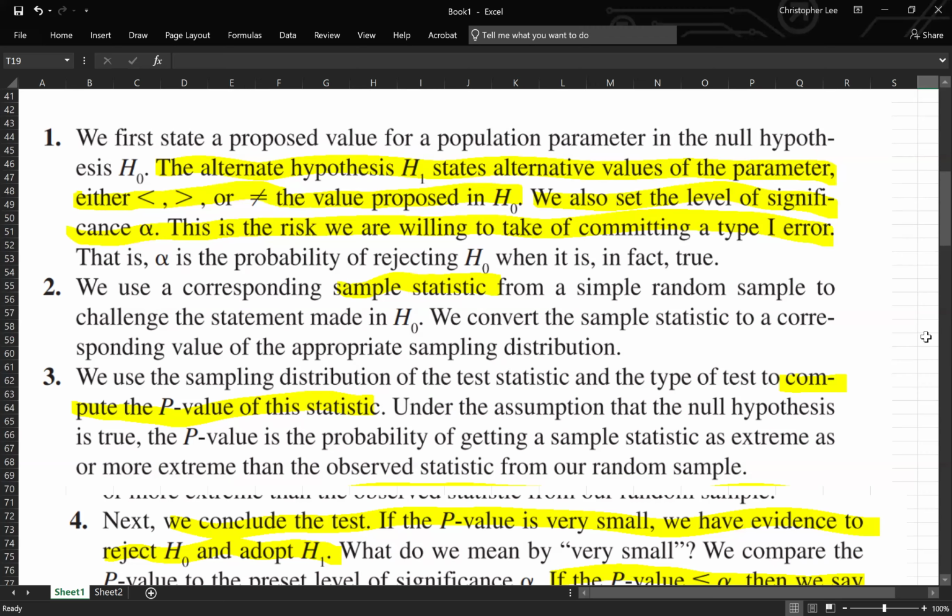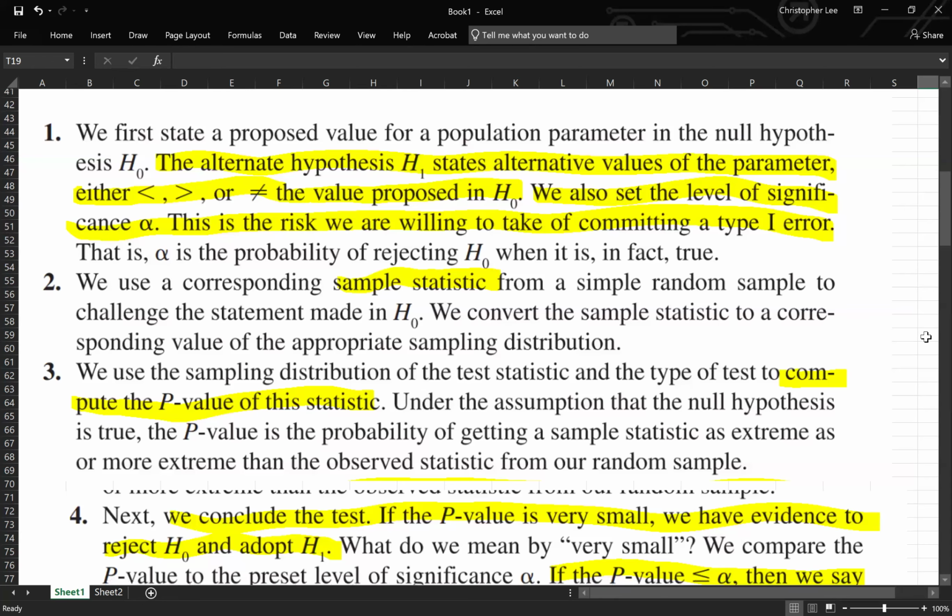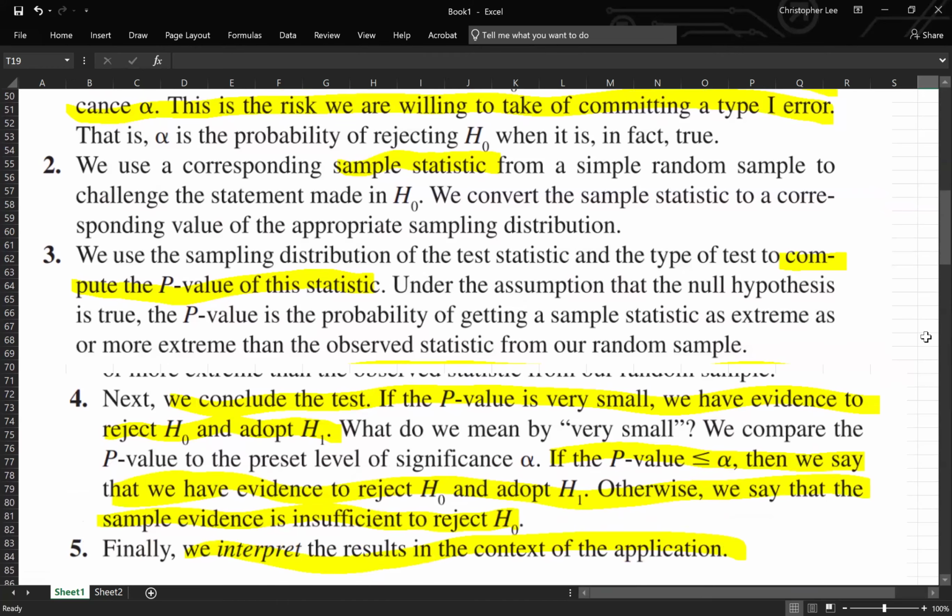We use a corresponding sample statistic from a simple random sample to challenge a statement made in the null hypothesis. We convert the sample statistic to a corresponding value of the appropriate sampling distribution. This is step 3. We use the sampling distribution of the test statistic and the type of test to compute the p-value of the statistic. Under the assumption that the null hypothesis is true, the p-value is the probability of getting a sample statistic as extreme as or more extreme than the observed statistic from our random sample.